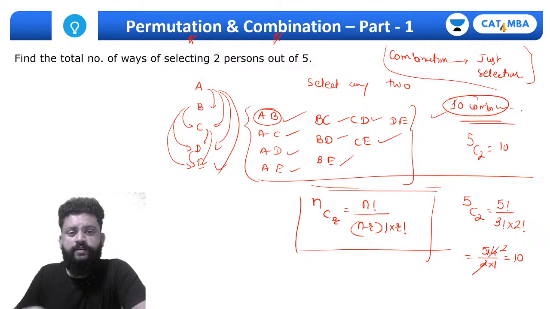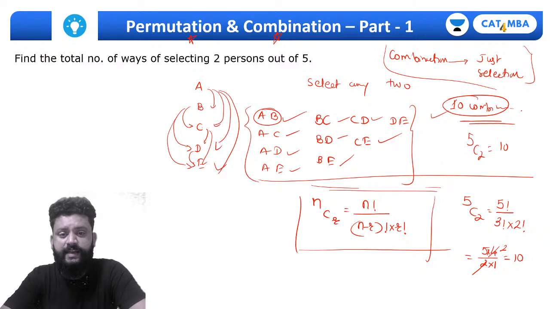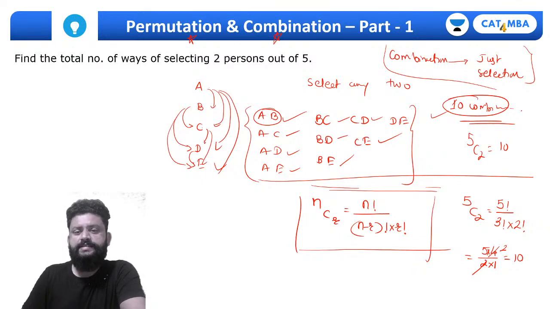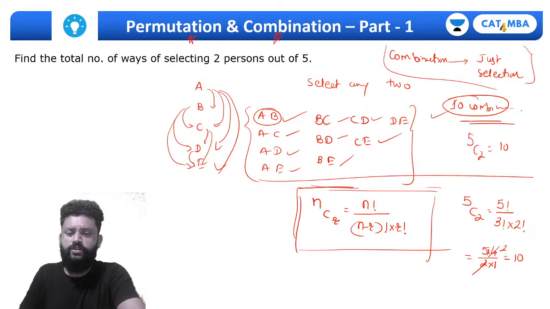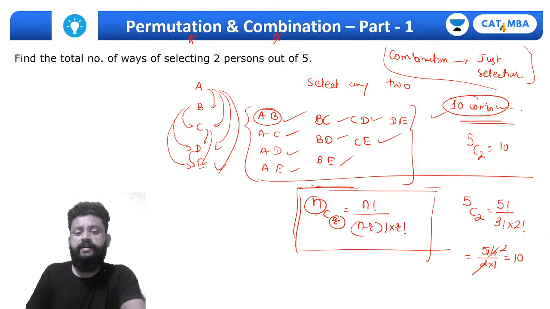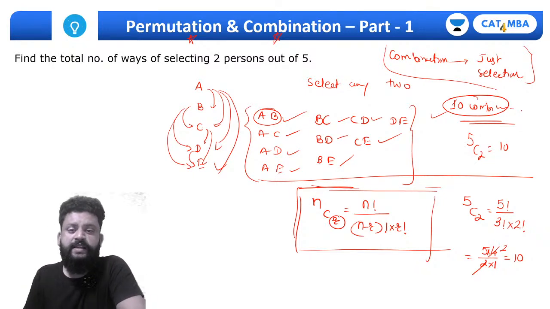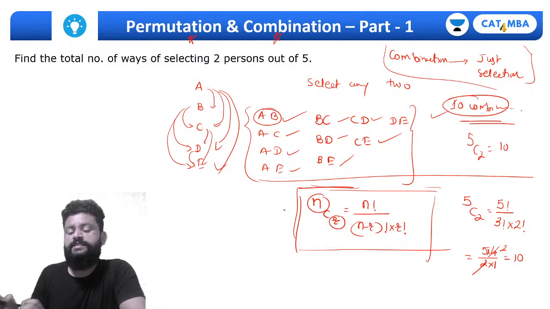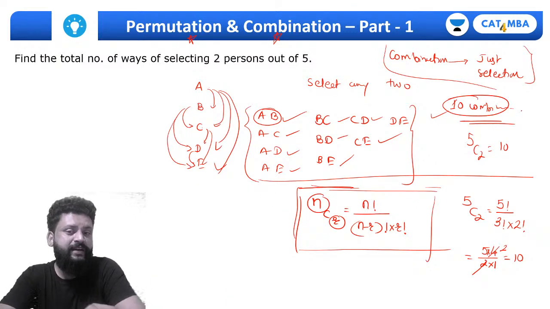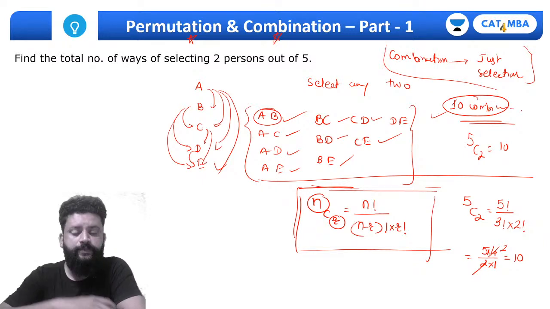Total number of ways is 10 to select any two things out of 5. Then let's move to the next thing. This is combination, nCr. Combination, nCr, means selection of r things out of n different things. It is necessary that they are different things. I said that's quite important. So selection of r things out of n different things, सारे different होना जरूरी है.